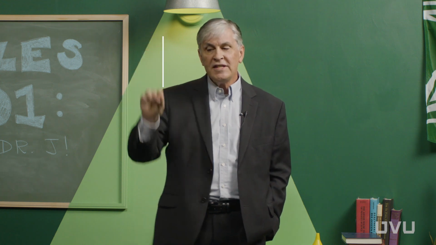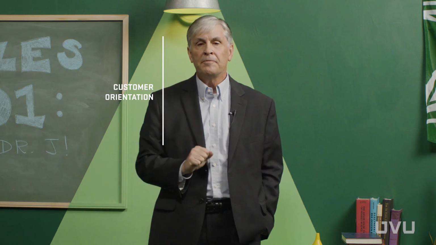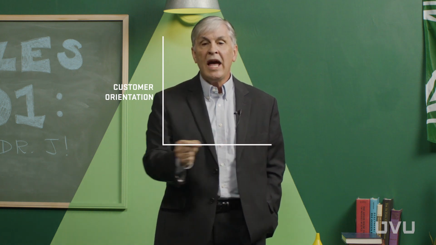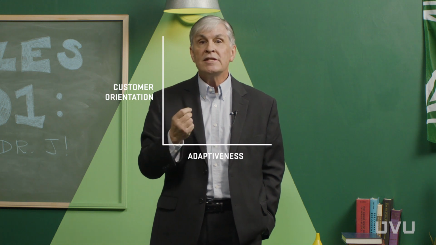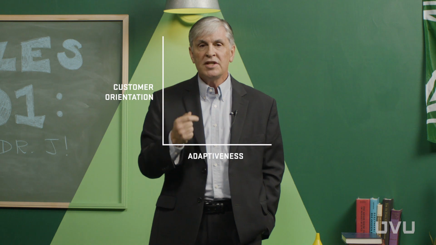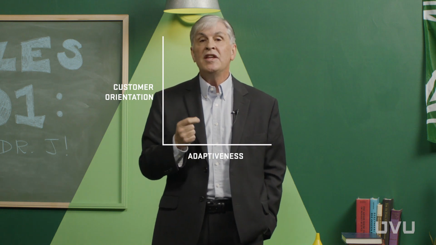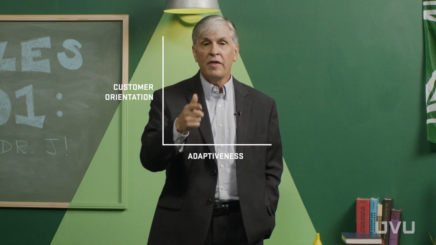I want to draw a graph for you. On this axis, we have customer orientation. So the further away from the origin, the greater the orientation we have towards and for a customer. On this axis, what we have is adaptiveness, adaptability. That is the willingness for us to be flexible for that customer, to listen to their needs and then adjust what we're saying, what we're doing, what we're offering for them.